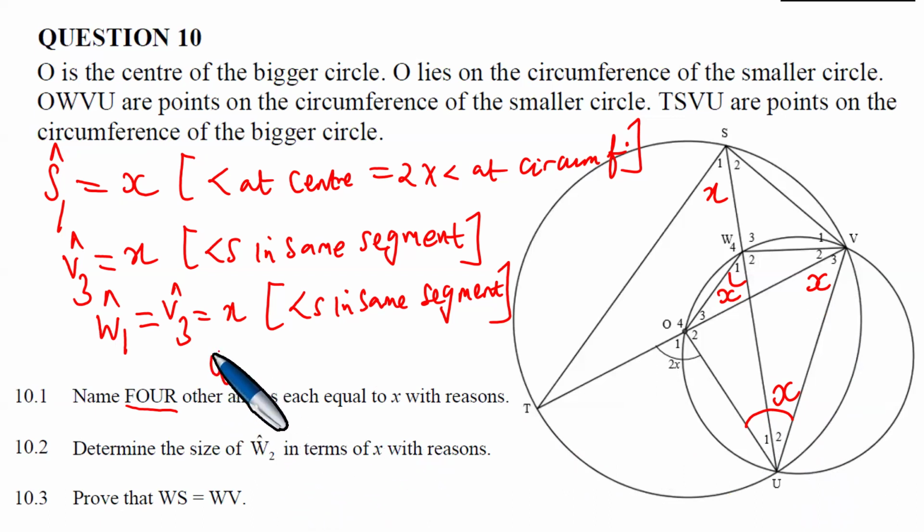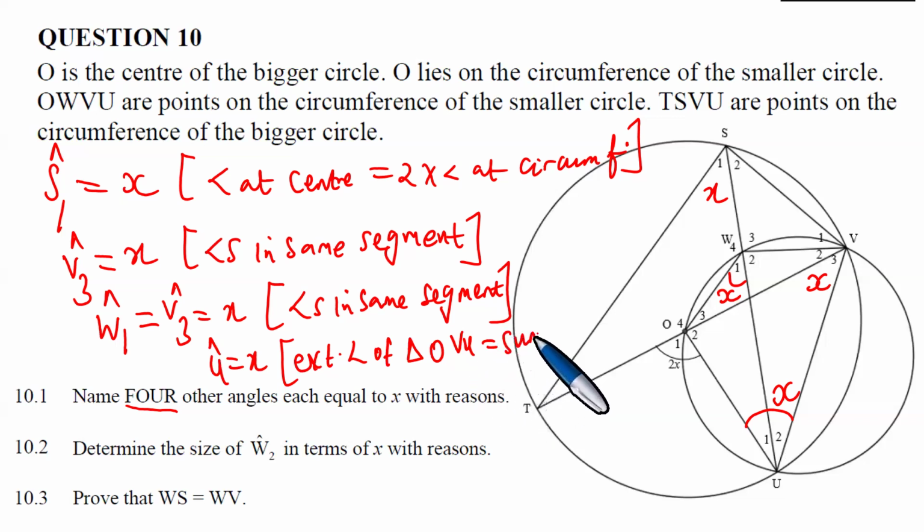In other words, the angle U equals X. The reason being exterior angle. Exterior angle of triangle OVU is equal to the sum of opposite interior angles. Interior angles, y'all. So we're done.